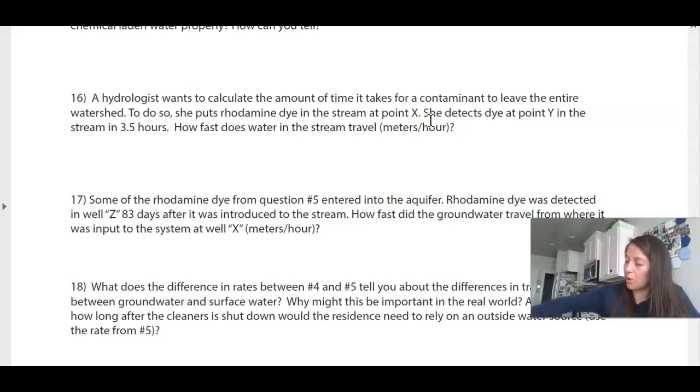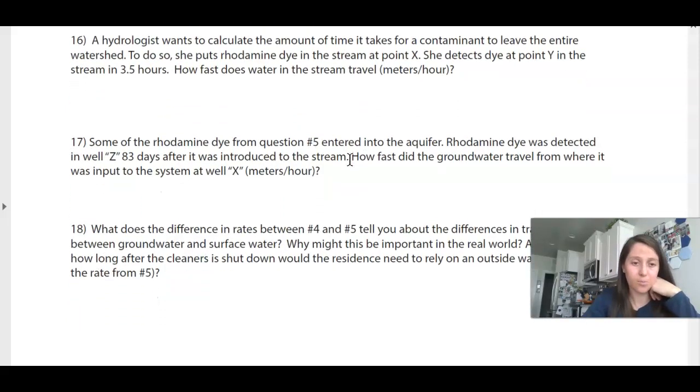And you don't want to measure it completely straight. You want to measure it following the path of the stream, okay? Or else you're going to get a lower number than I want you to get. So make sure that you follow the path of the stream to measure the distance between X and Y, and that number, again, converted to meters, and then divided by the amount of hours that it took for the rhodamine dye to get from point X to point Y. You come up with an answer and you give it to me in the quiz.